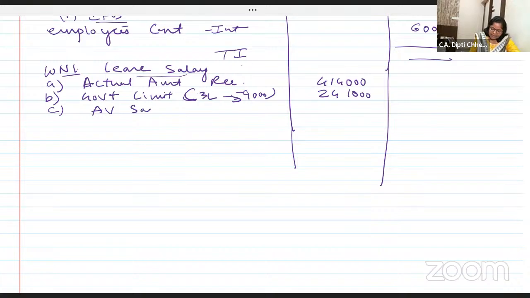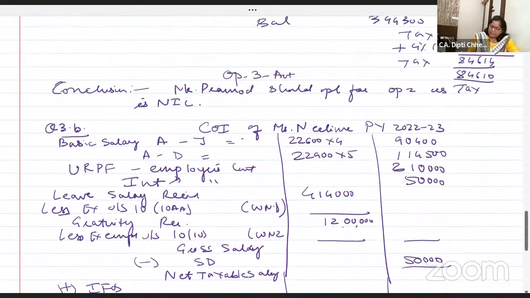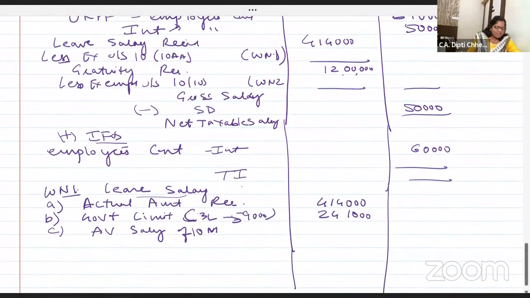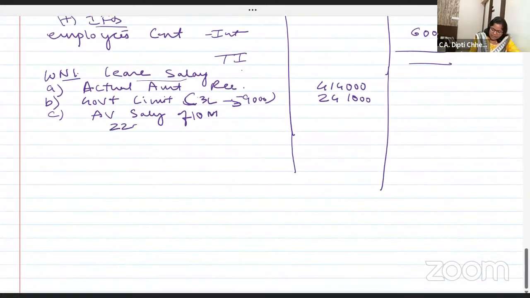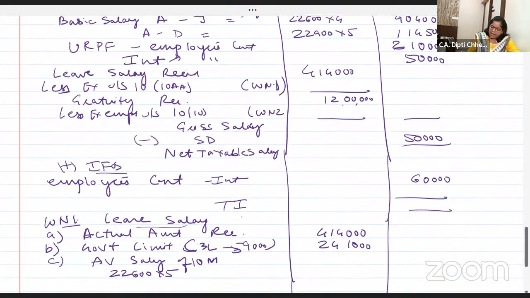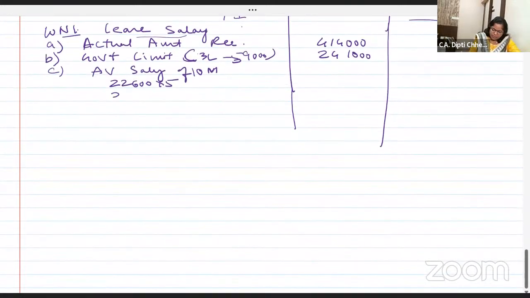Now average salary of 10 months, including the last month. So 9 months तो we have taken. But for average salary, April की जगह March का भी salary लेंगे. तो how much we will take for March? 22,600 क्योंकि February से ही change हो गई है. 22,600 into 5 and 22,900 into 5.